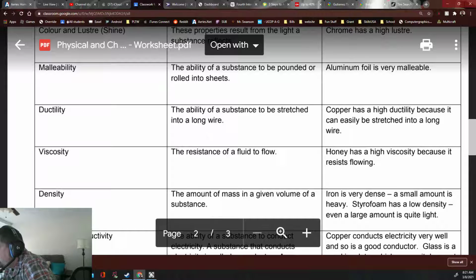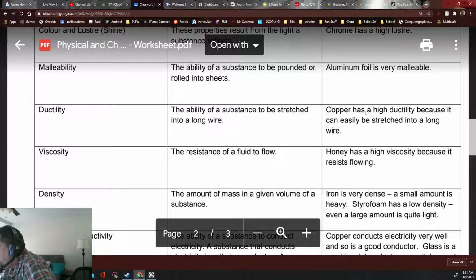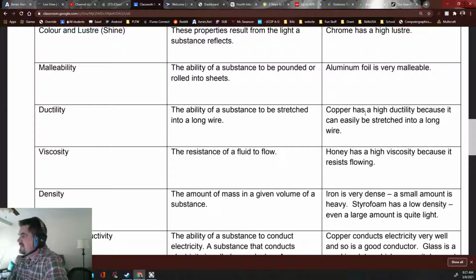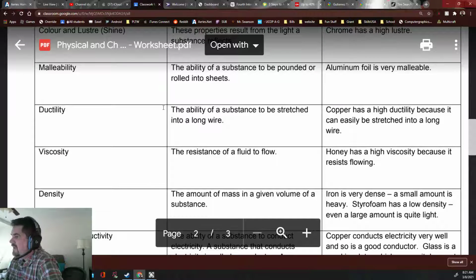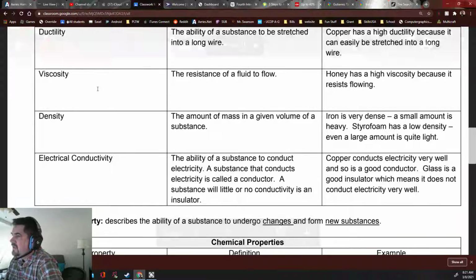Ductility. The ability of a substance to be stretched into a long wire. Copper has a high ductility because it can be easily stretched into long wire, and that is true. It's really good at that, and that's one of the reasons why copper is used to make wires.